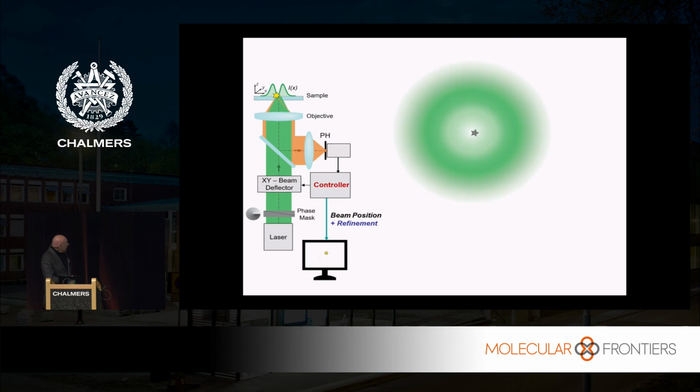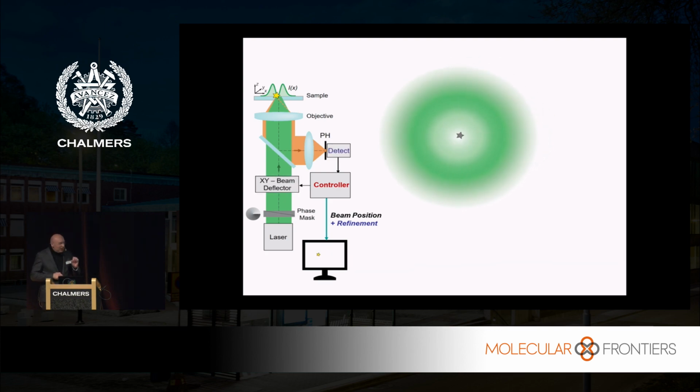But what we will see is a detection of light, so fluorescent light, that is measured here. And that, of course, is fed into the controller. And this fluorescent light gives us a clue where the molecule actually is. And we can use this information to reposition the donut.